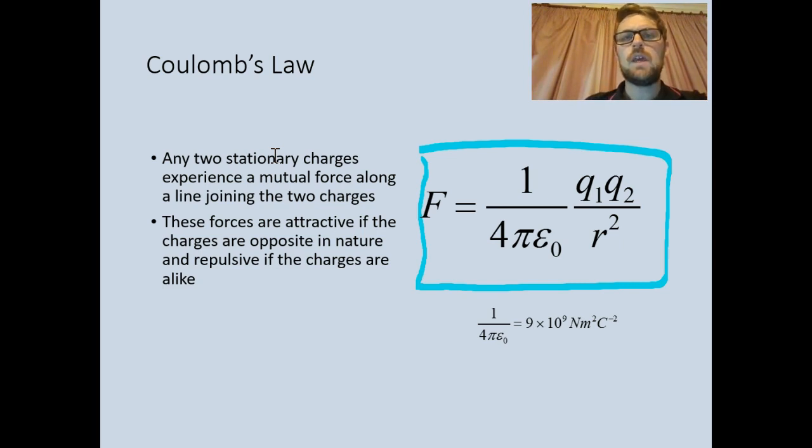In word form, the reason this came about is Coulomb found that if you had two stationary charges, they experienced a force along a line joining the two charges. What Coulomb also found is that the forces were attractive if the charges were opposite, and repulsive if the charges were alike. Now this is what we expect, and I'll draw a little diagram to show you exactly what this means.